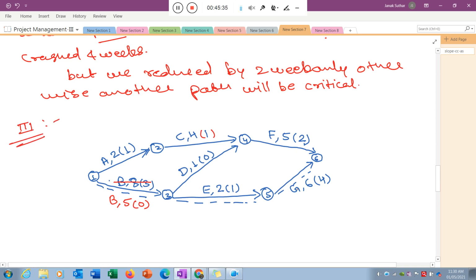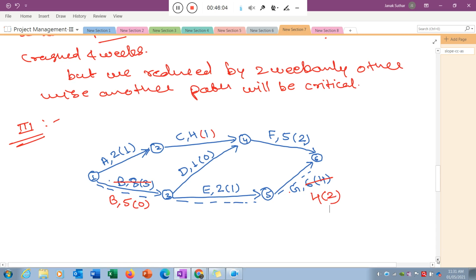Now I can reduce this particular activity. Yes, I can reduce down the new time. In the third iteration, the new time of this 5 to 6 activity, we reduce by 2 weeks. Then what will be the new time? Now G is 4 minus 2. Okay, so what is the critical path? Now you need to identify.